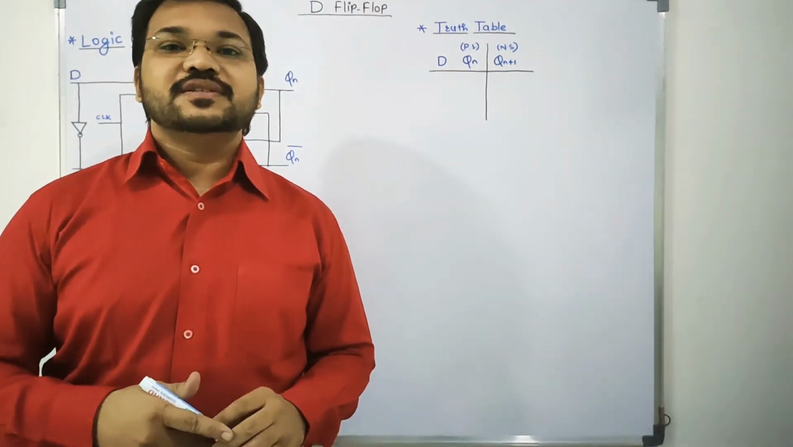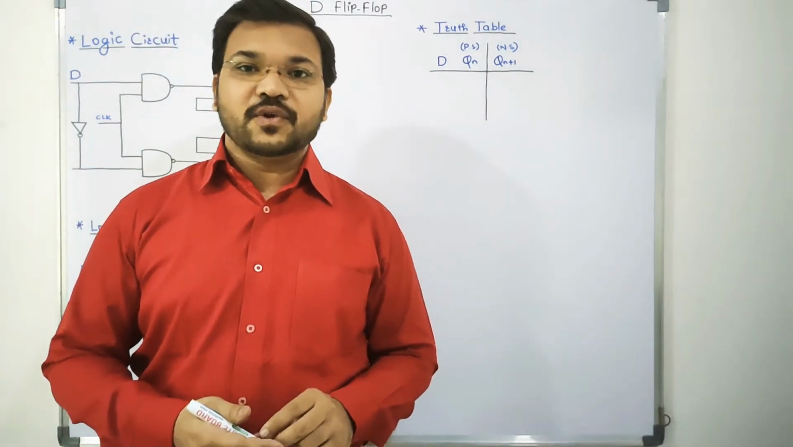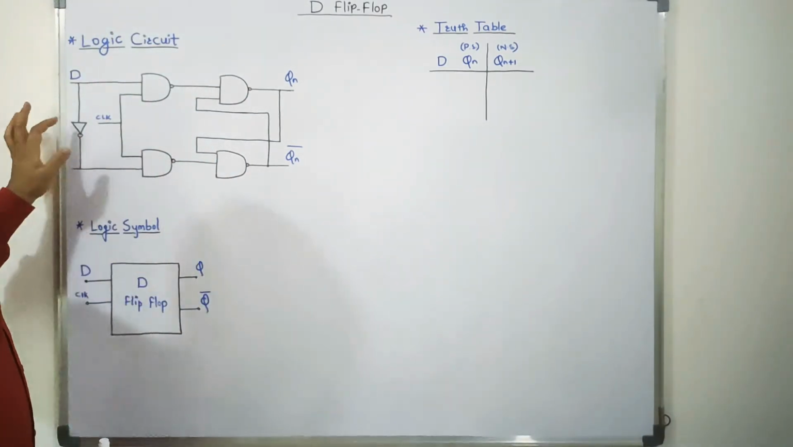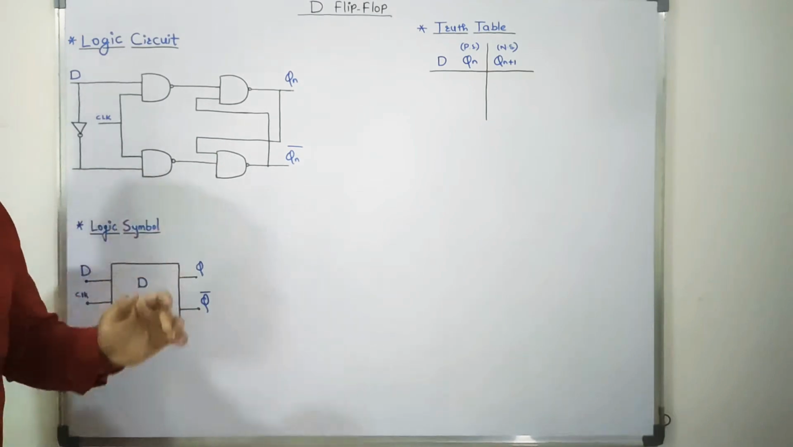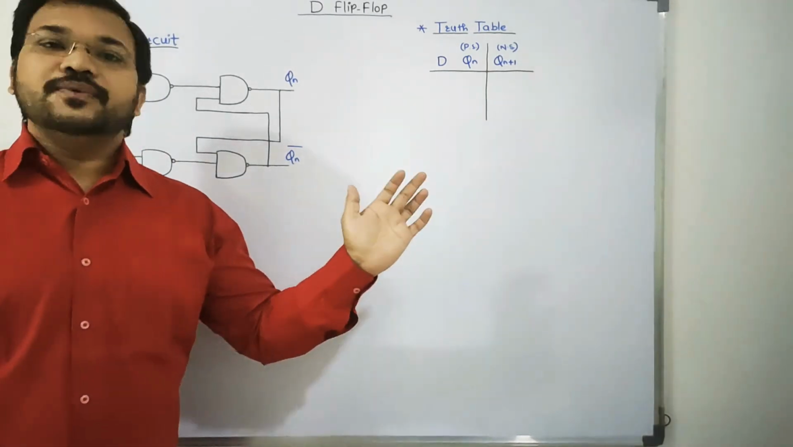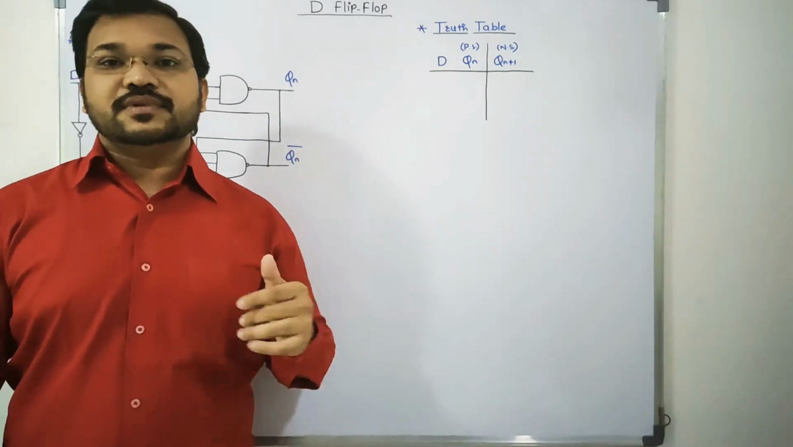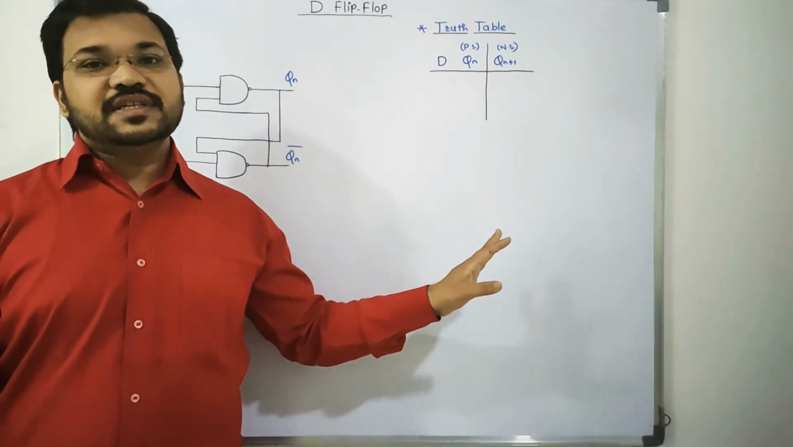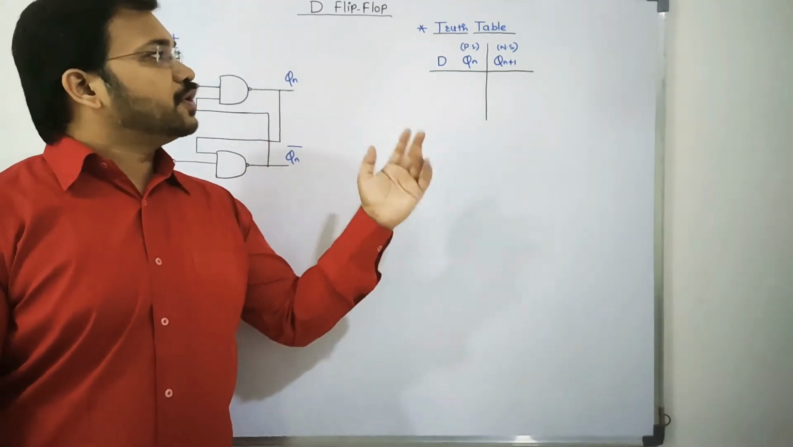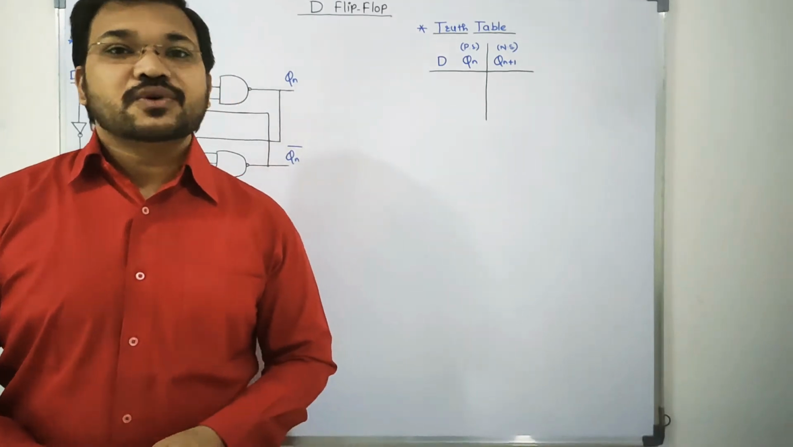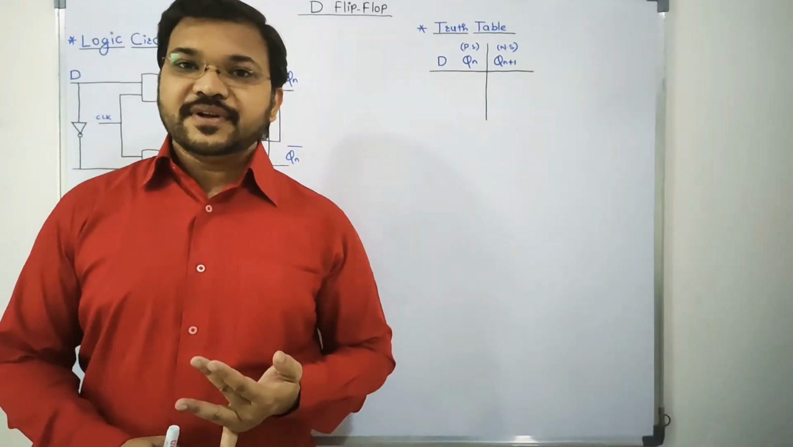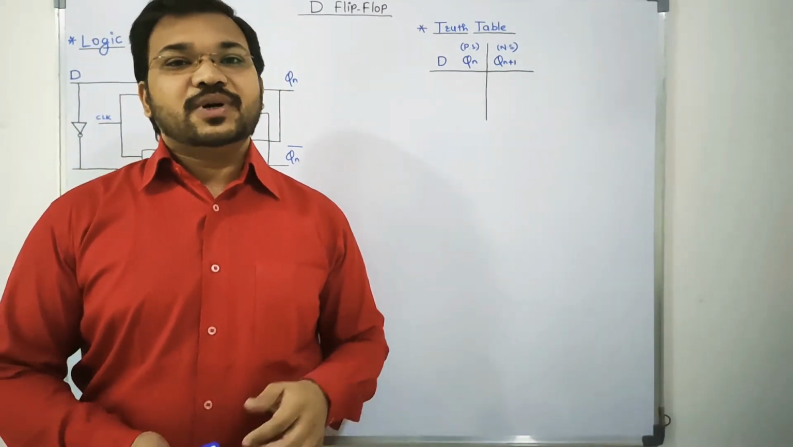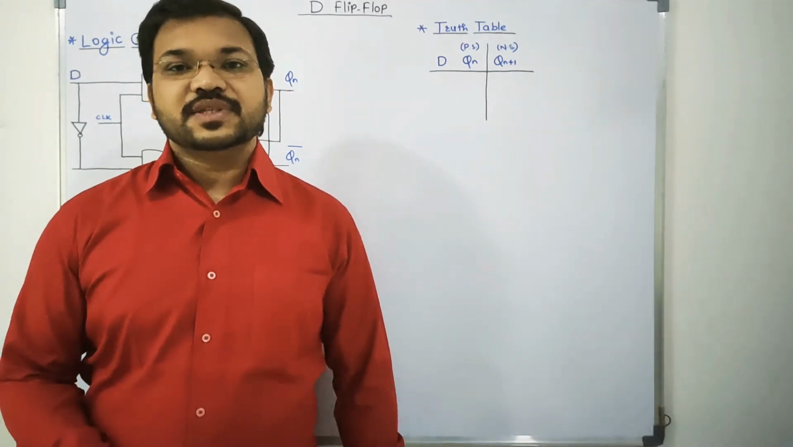This D flip-flop is basically a modification of the SR flip-flop, and in this logic circuit we use one NOT gate. We will discuss the logic circuit here also. This flip-flop is one of the applications of sequential circuits, and one of the types of flip-flop is the D flip-flop. It is also called the data flip-flop, sometimes called the delay flip-flop, and also the data latch. We'll discuss these terms in this video.